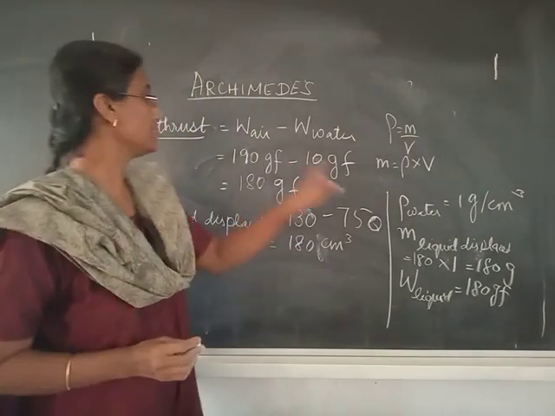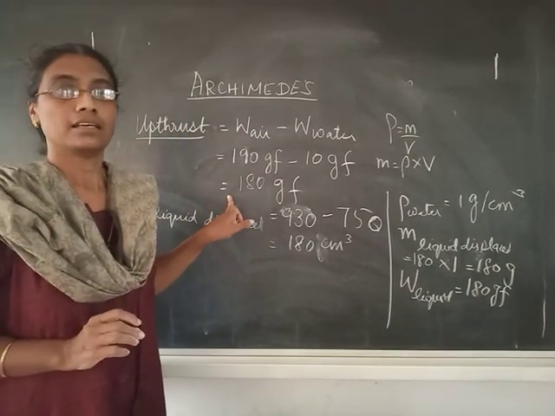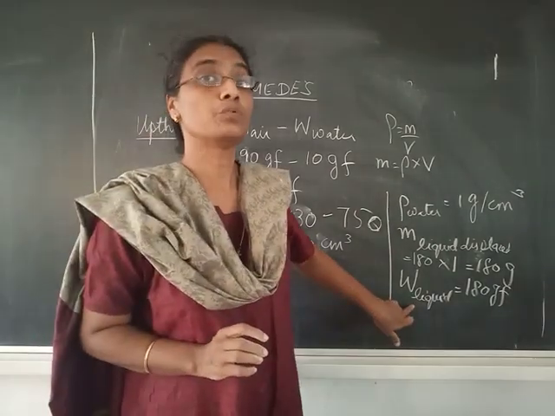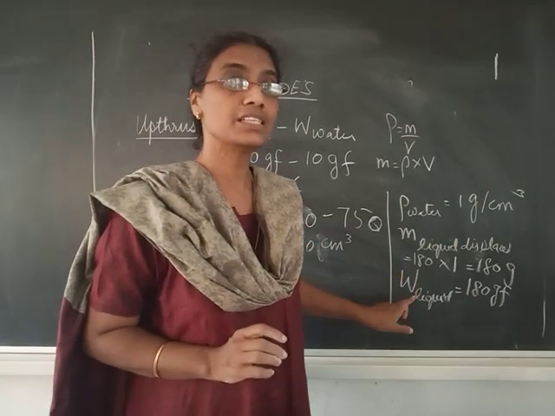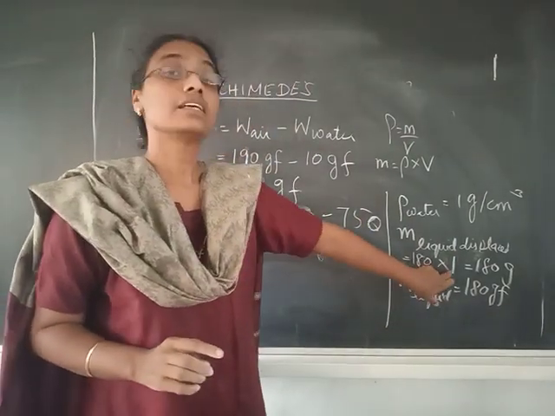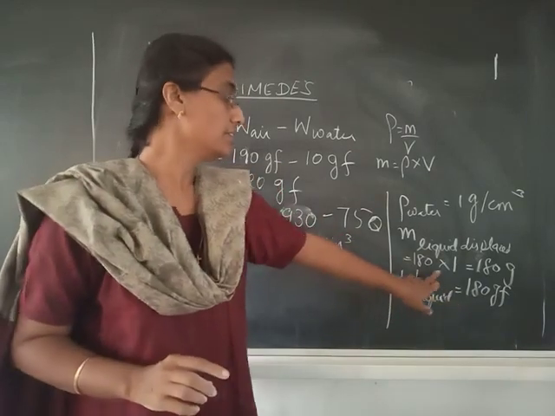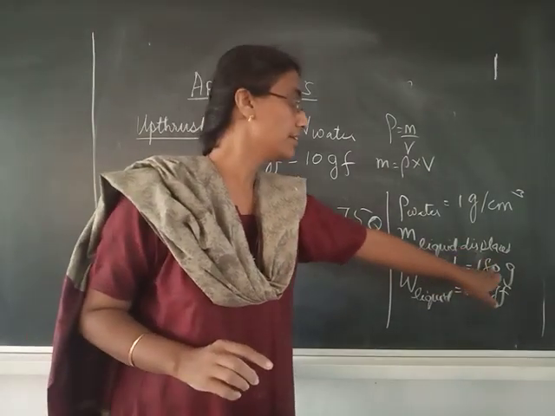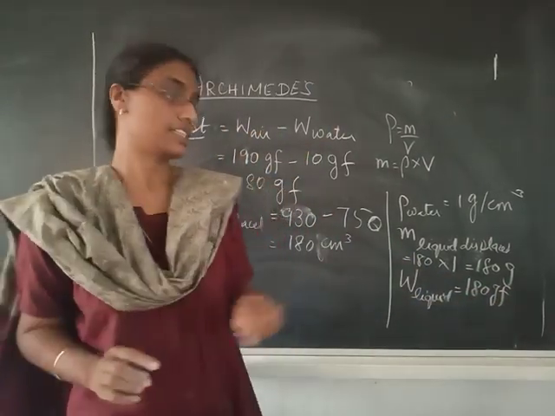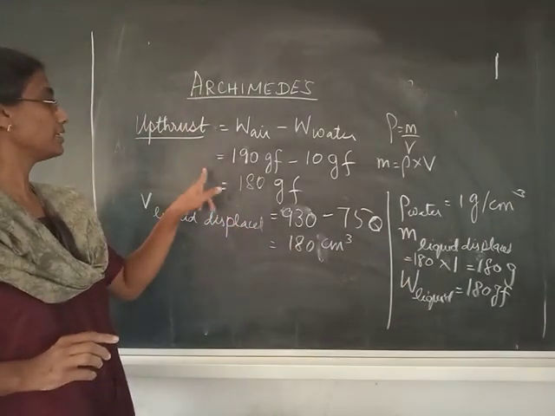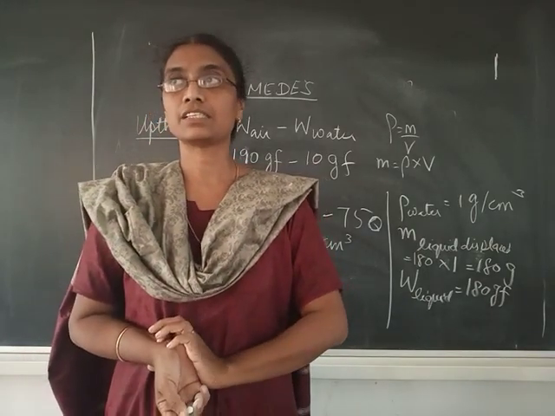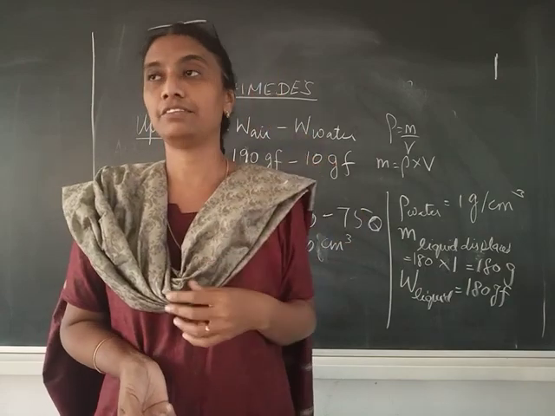180 gram force, and that is the same as the upthrust. Hence Archimedes principle has been verified here. Upthrust is equal to the weight of the liquid displaced. Now how did I find the weight of the liquid displaced? First I found the volume of liquid displaced, then I multiplied it with the density of water, the liquid I have taken. That gave me the mass of liquid displaced, and that I converted into weight by putting gram force here. That gives me the weight of the liquid displaced, and I am able to prove that upthrust is equal to the weight of the liquid displaced. So this is how Archimedes principle is verified.